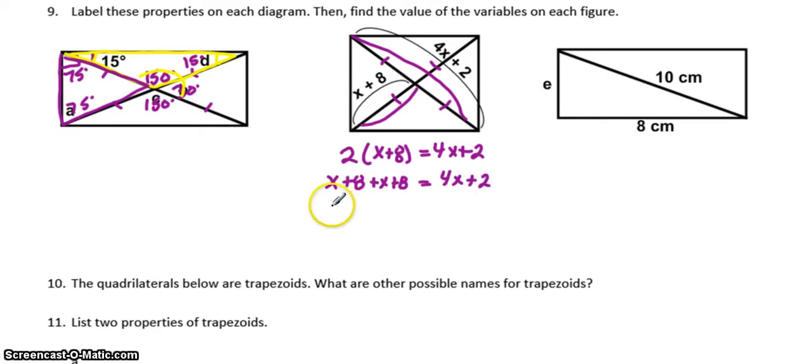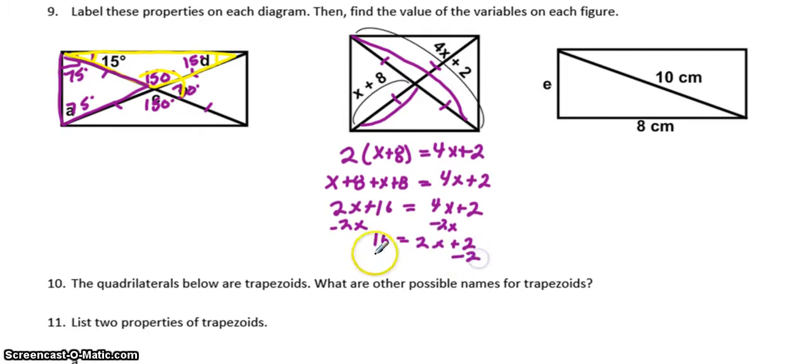But in either case, you'll be left with 2x plus 16 equals 4x plus 2 after you combine like terms. You can subtract 2x from both sides to get your x's together and be left with 16 equals 2x plus 2. We can also subtract 2 from both sides to get 14 equals 2x. And then lastly, dividing by 2, we're left with x equals 7.